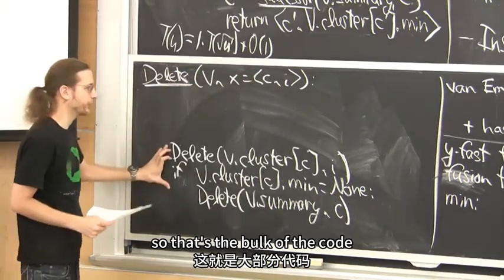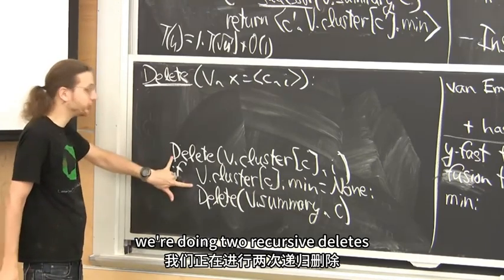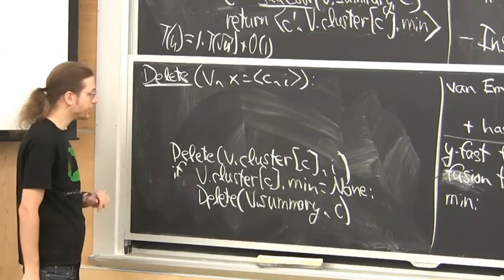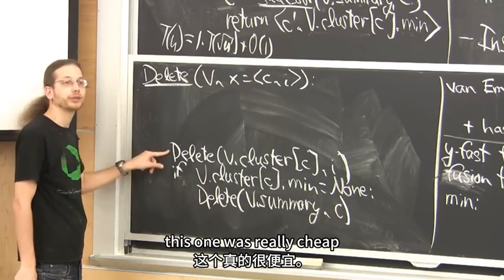Okay, so that's the bulk of the code. I mean, that's where the action happens. And the worry would be, in this if case, we're doing 2 recursive deletes. The claim is, if we do this second delete, which is potentially expensive, this one was really cheap.